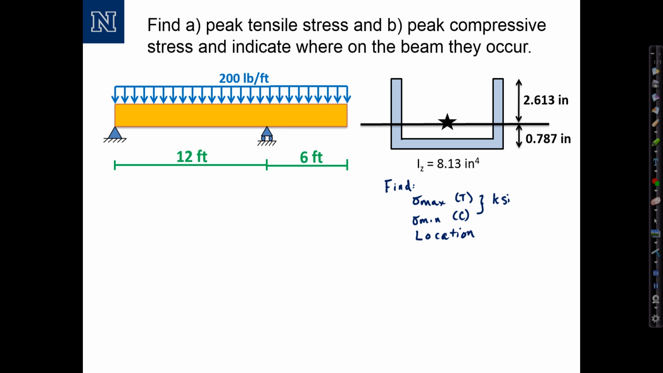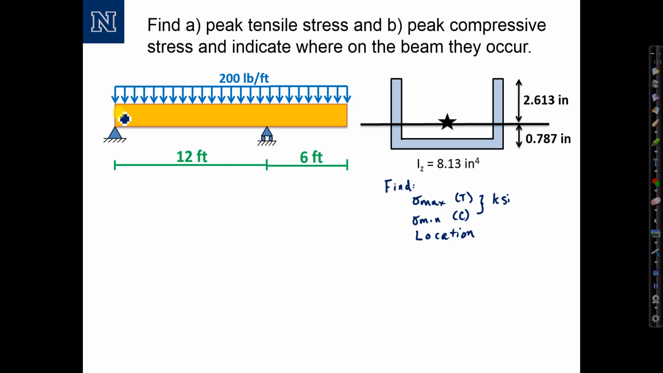The approach, in order to find the stress, is that we need to find the moment over the beam, and in that case, we need to solve for a shear and bending moment diagram. Once we know where the maximum moment occurs, then we'll use the channel section properties to calculate the stresses. So let's start with a shear and bending moment diagram.